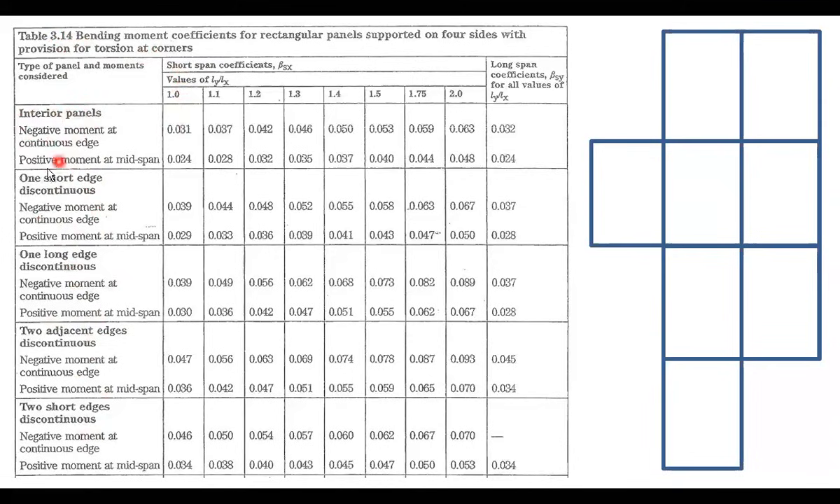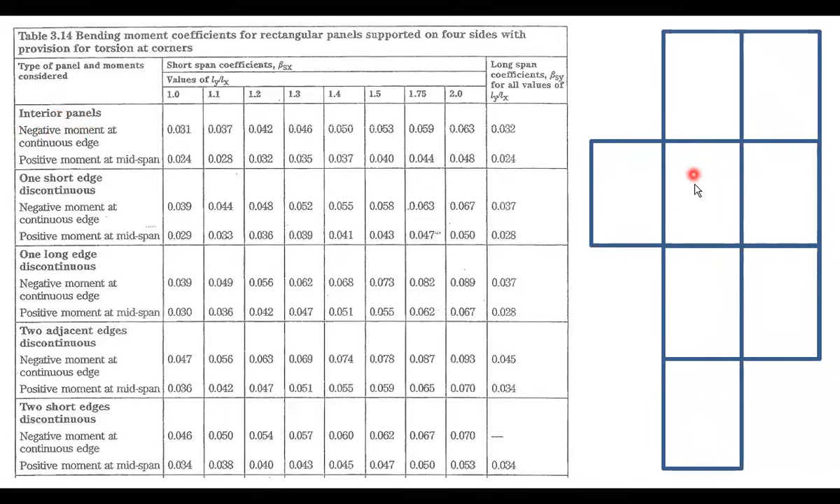Like interior panels, one short edge discontinuous. And to be able to see this, we have a drawing here showing a plan in a building. Each line here refers to a beam, and we have different slabs. So the first case: interior panel. What does it mean? Interior panel means you have continuity in all directions.